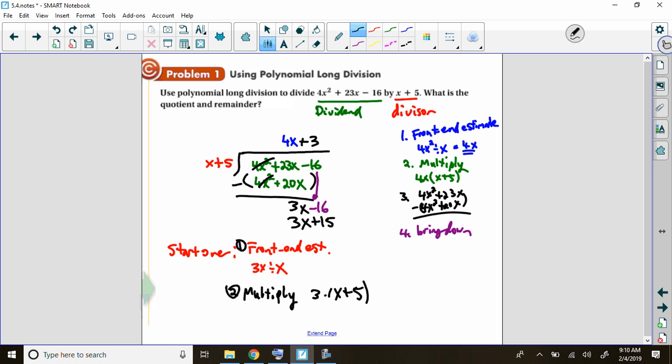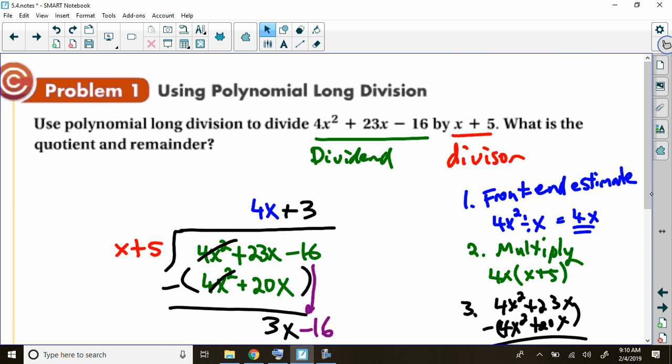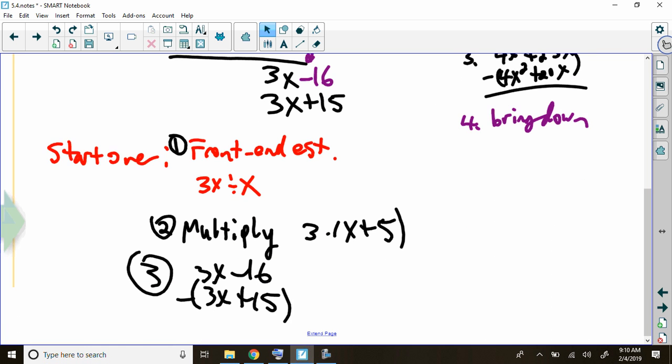And then the third thing we're going to do is subtract. We're going to take 3x minus 16 and subtract 3x plus 15. And I got news for you, this is where a lot of people go wrong. People are lousy subtractors. Earlier I said it's a good idea to use parentheses. When you subtract this, let me go ahead and make this full page width. Start moving some of this stuff down out of the way.